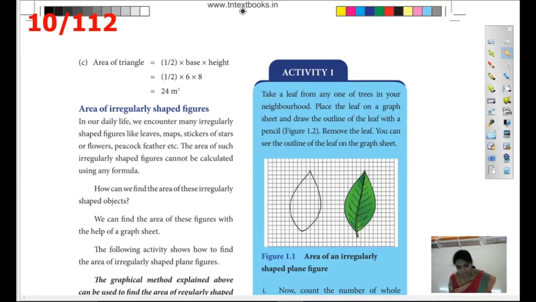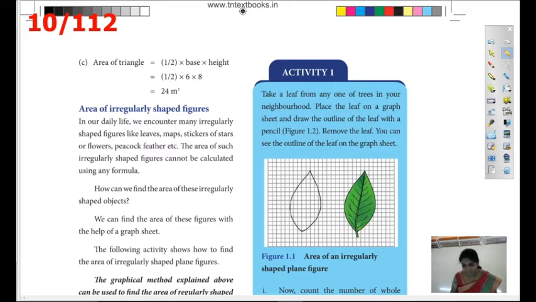So far we have learned about measurements, and today in this session we are going to see about finding the area of irregularly shaped figures. As usual, we know how to measure the area of square, rectangle, etc. But today in this class we are going to measure the area of an irregularly shaped figure.